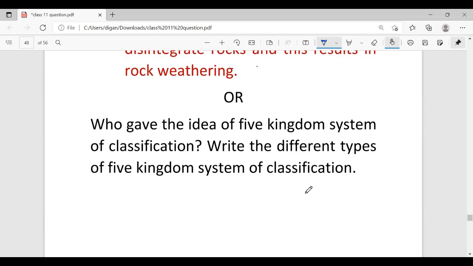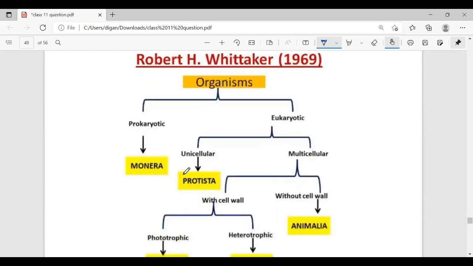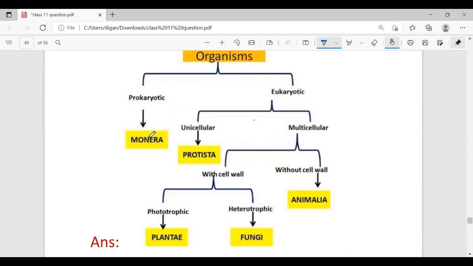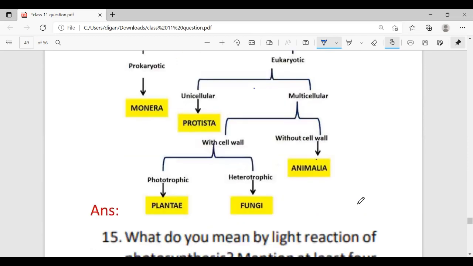Then, who gave the idea of the 5 kingdom system of classification? Write the different types of the 5 kingdom system of classification. So this is the 5 kingdom system of classification, and the idea was given by this scientist, name of the scientist and year is given here, and this is the 5 kingdom system. Prokaryotic, eukaryotic; prokaryotic under Monera; eukaryotic, unicellular, multicellular; under unicellular Protista; under multicellular again with cell wall or without cell wall: without cell wall Animalia, with cell wall Plantae and Fungi.